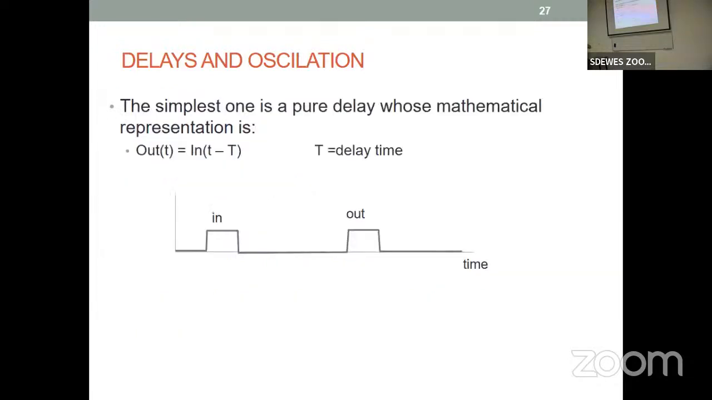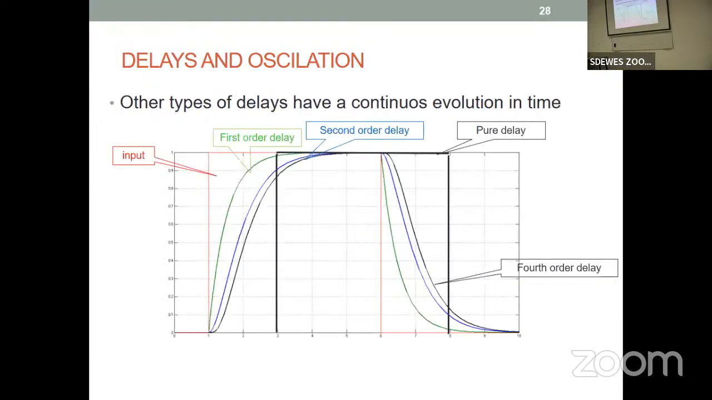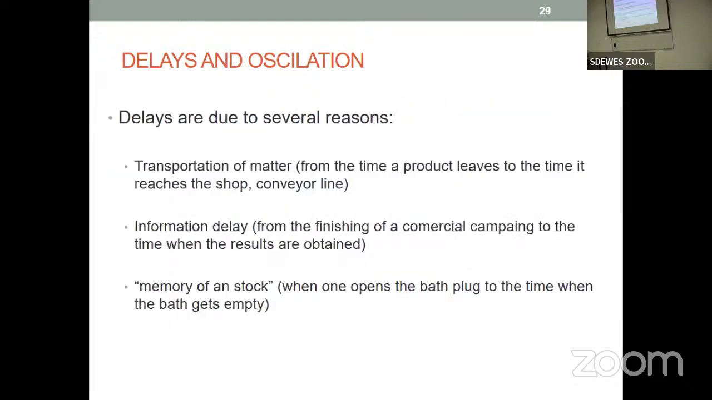The simplest kind of delay is just to have one input at time t and the output at time t plus x. The representation of these delays may be done through first order delay, second order delay, and so on, with different differential equations. Indeed, any kind of differential equation has, let's say, an internal delay that we call the time constant. Depending on the value of this constant, the delay will be longer or shorter.